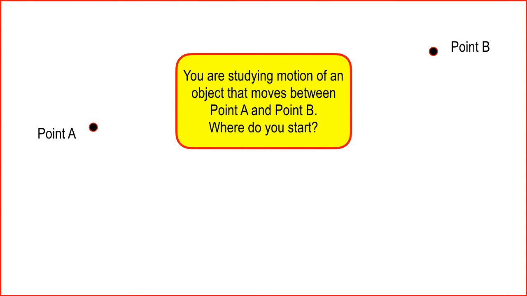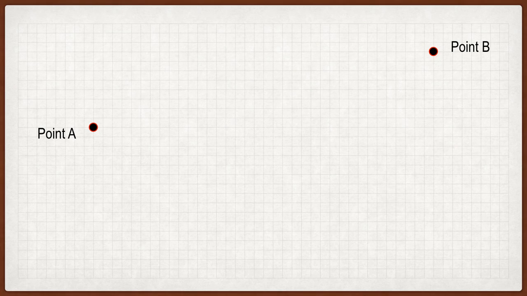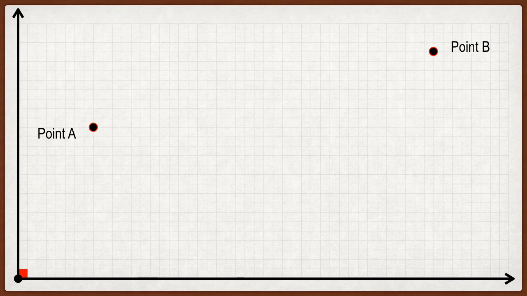You're studying motion of an object. It moves between point A and point B. Where do you start? Well, the first thing you do is set up a coordinate system. In other words, graph paper. It might be imaginary, but let's draw it in as graph paper. Let's draw in some coordinate axes, and I'm parking mine with the origin in the lower left. You can put it with the origin in the middle if you want, or the origin up in the upper right. But this is what I'm doing. And you can call them X and Y, or you can call them Bob and Jim, or anything you want.